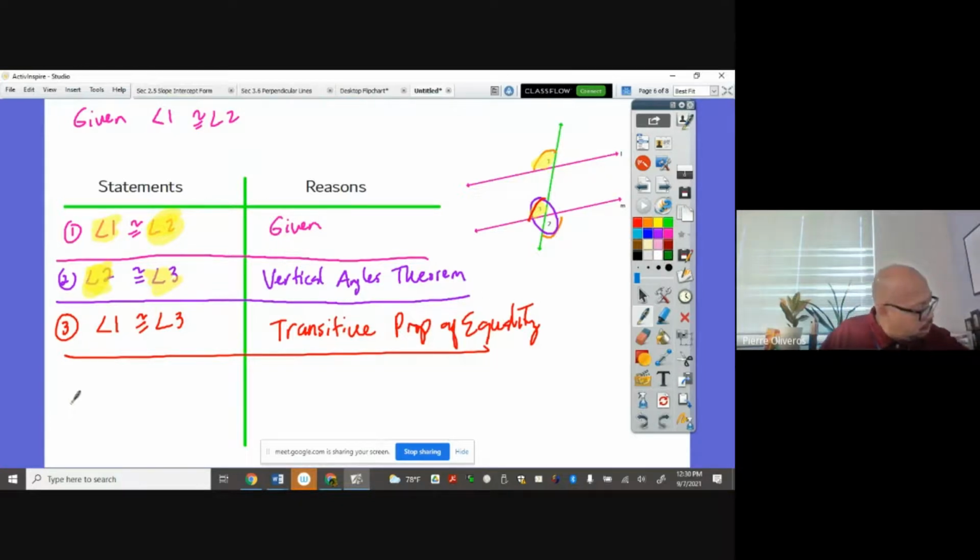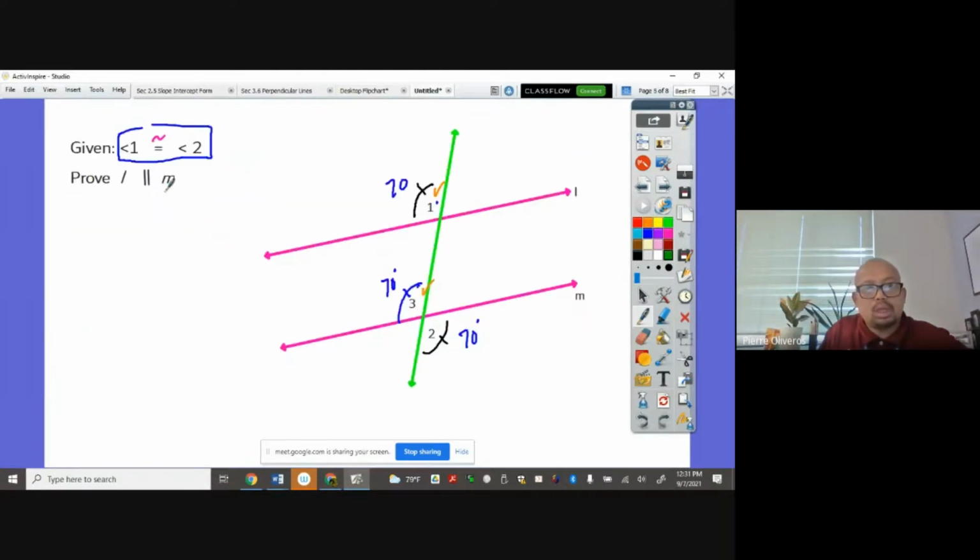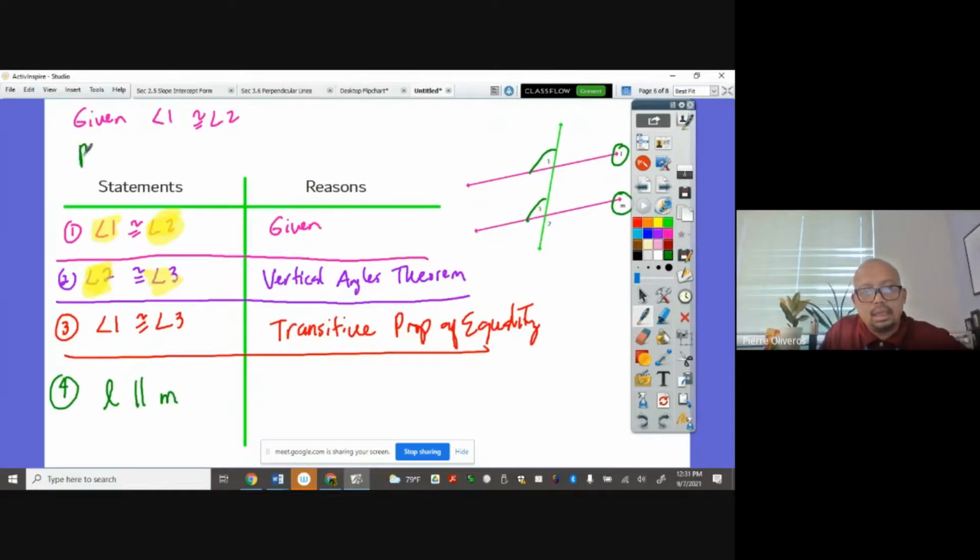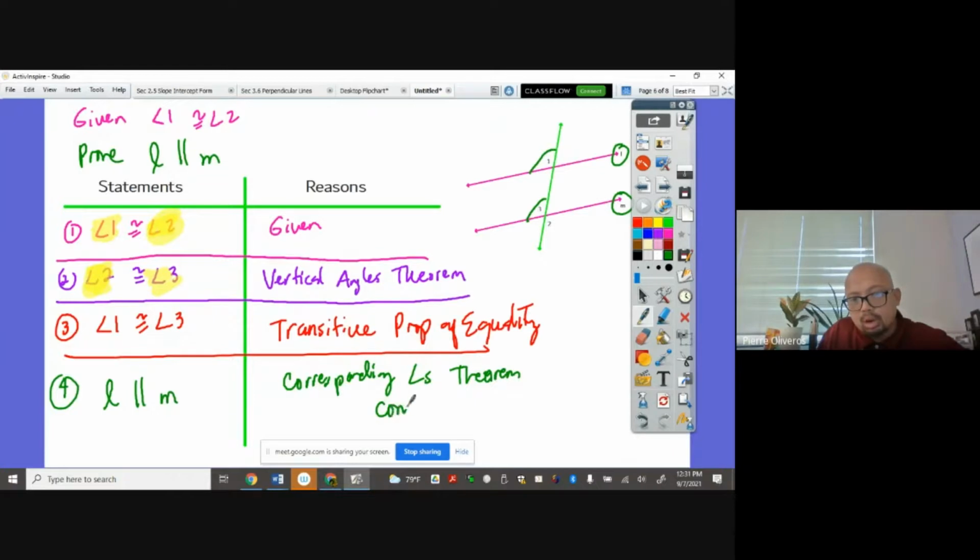And now we can say if 1 and 3 are equal, so therefore, if they're congruent, we can say that L and M are parallel. L and M are parallel. And if you go back, that's what we're trying to prove, that L and M are parallel using the corresponding angle theorem, but with the word converse.